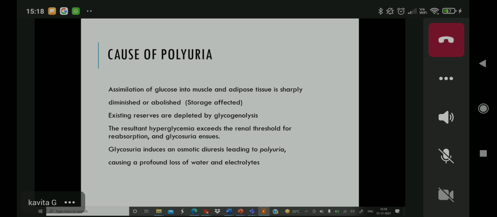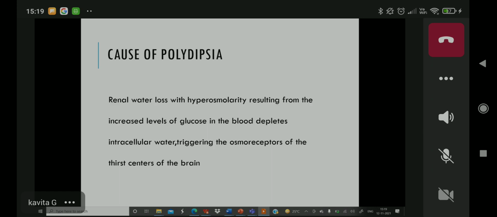Right? So the existing reserves are depleted by glycogenolysis. Resultant hyperglycemia has pushed up the renal threshold for reabsorption. You get glycosuria. And because of that component of solute going in the urine, it is going to induce an osmotic response, osmotic diuresis, leading to polyuria, which is going to lead to a profound loss of water and electrolytes.